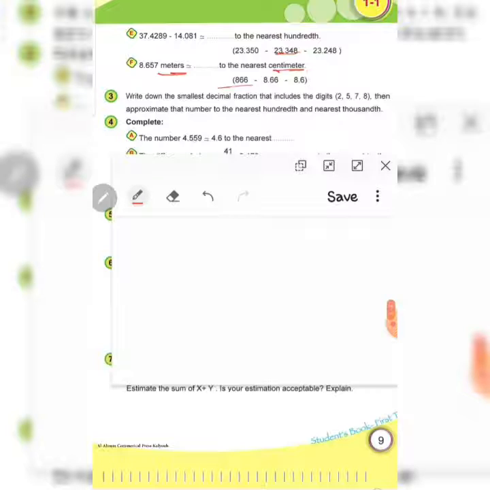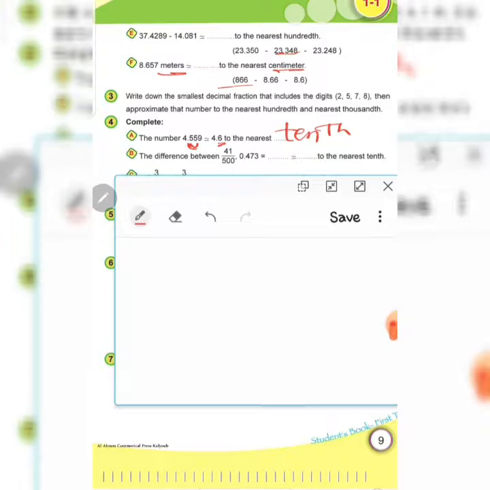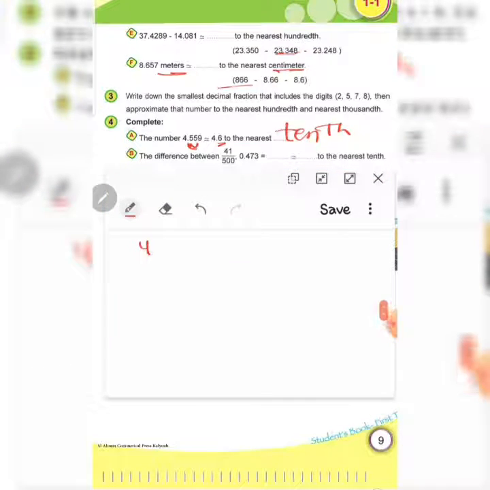The number 4.559 approximating will be 4.6. This is to the nearest tenth. 5 gives 5 and becomes 6 because here is only one number, so it will be tenth.